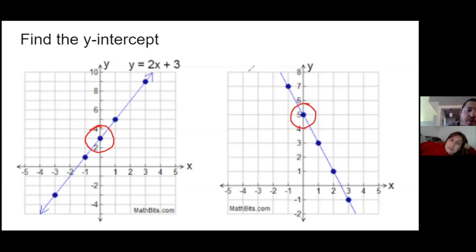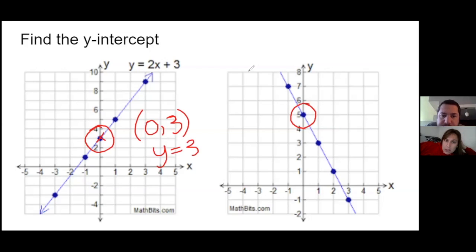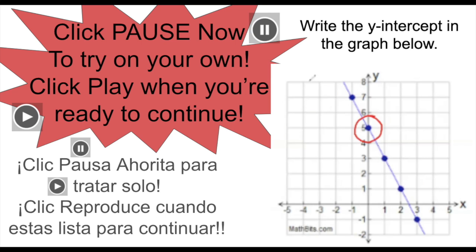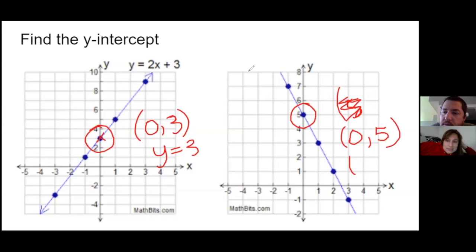So this one would be 0. Remember, 0 is always first, and then that number right there is 3. 0, 3. Or y equals 3. Both are correct answers. Okay. So let's give them a second to try the second one. 0, 5, or y equals 5. There you go. Okay, so that's how we find it on a graph and in an equation.